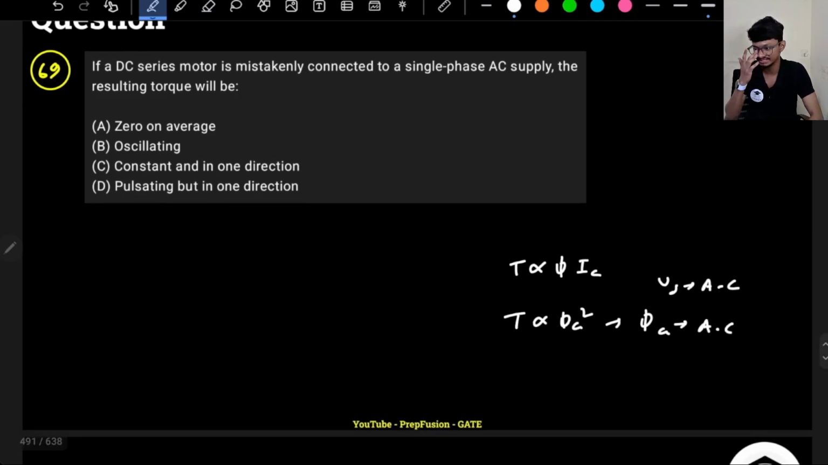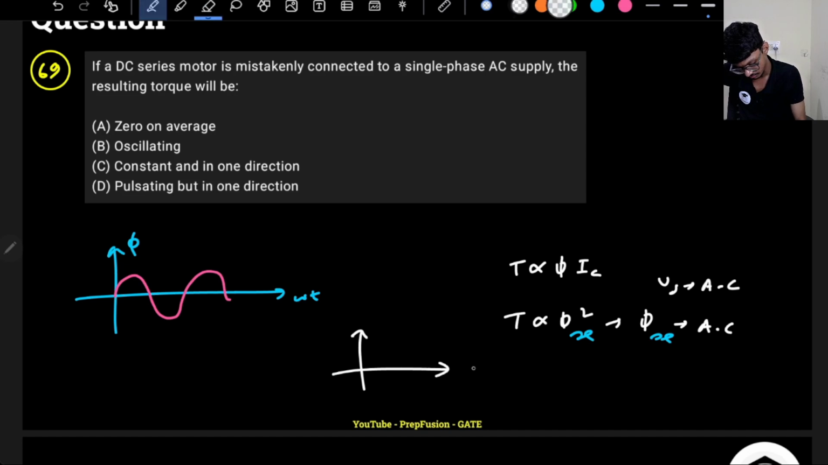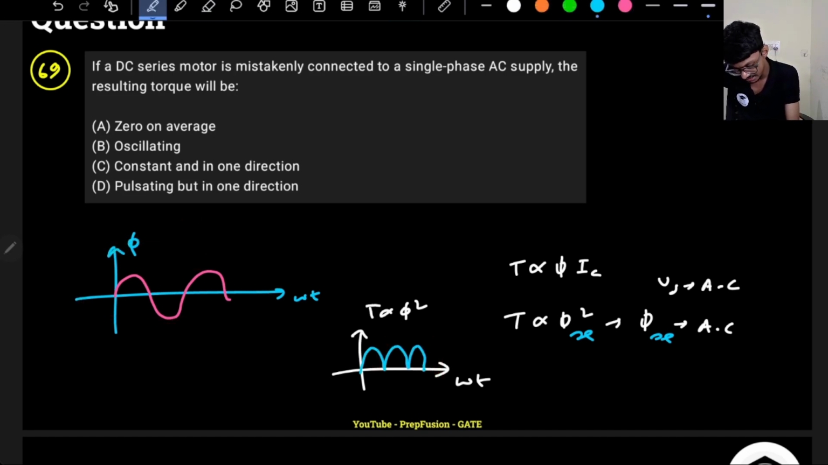So it does not matter if it's AC or DC, right? So basically, if my phi SE, not phi A, sorry, phi SE, is sinusoidal, and if I square it, what will happen? This is what my torque is proportional to, right? So torque will be somewhat like this. If I square this graph, so basically I'm getting a DC value here.